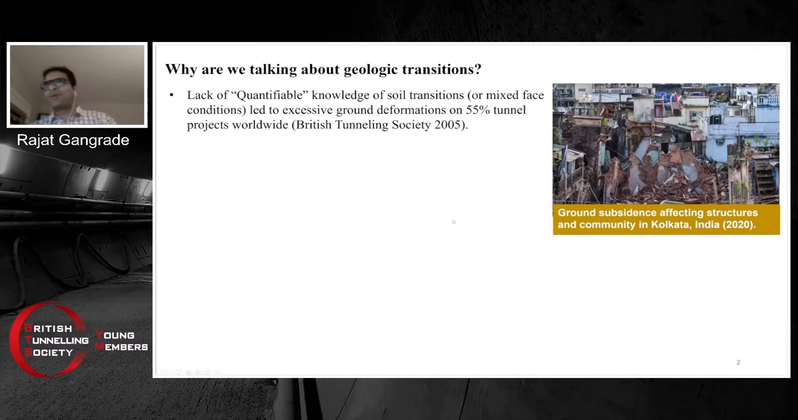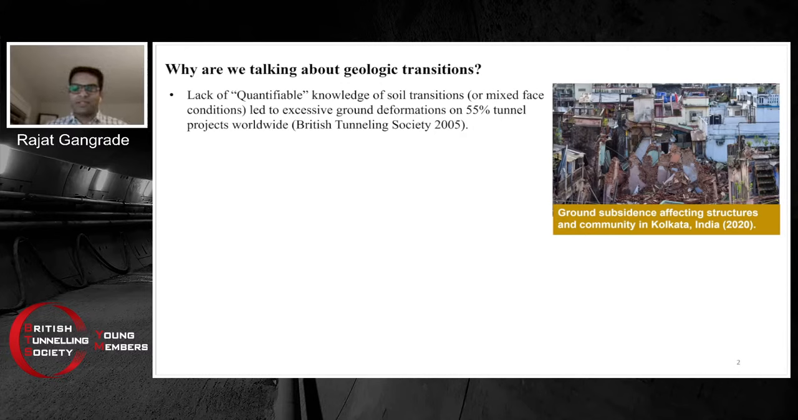Why are we talking about transitions in the first place? Niche topic when it comes to tunneling. But when I was in my PhD, I think one of the biggest issues that we came across was contractors not understanding or not able to quantify where the transitions would occur, both in the longitudinal direction of tunneling and in the transverse direction of tunneling.